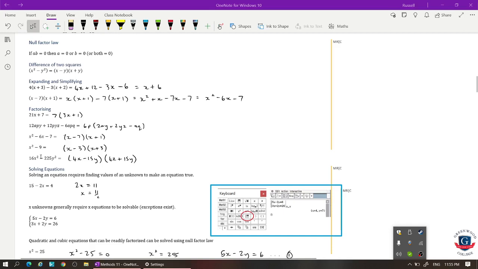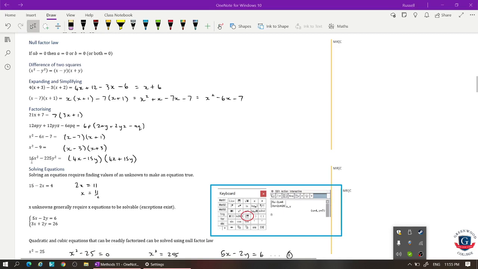Difference of two squares, x squared is a squared term, 3 squared is also a squared term. In that case, that will always factorize to (x take 3)(x plus 3). Easy done. More difficult case, 16x squared take 225y squared.